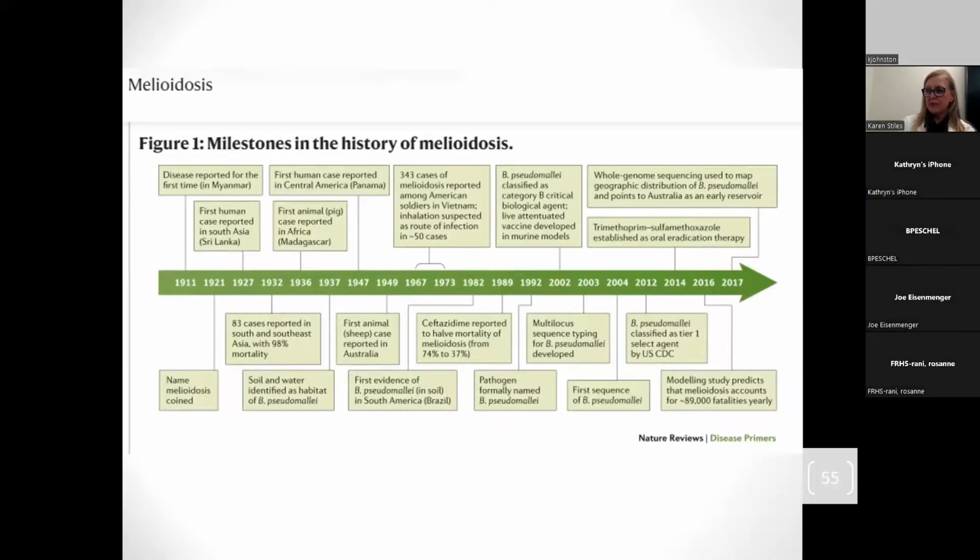This is kind of the history of this organism. It's been seen back in the early 1900s, and we definitely saw it through the Vietnam War. And then finally, back in 2012, it was called what we call a select agent. And that's really why we call it a BT organism, because any select agent can be used for bioterrorism, but more than likely, it's just something you're going to see endemically.